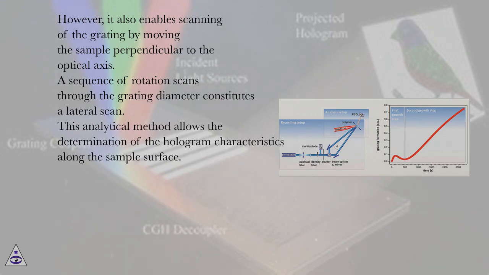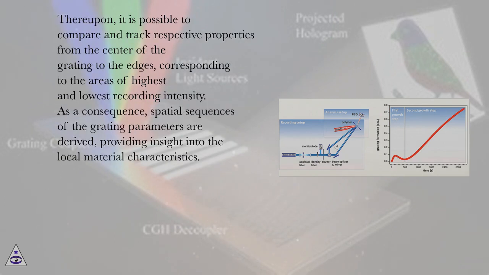A sequence of rotation scans through the grating diameter constitutes a lateral scan. This analytical method allows the determination of the hologram characteristics along the sample surface. Thereupon, it is possible to compare and track respective properties from the center of the grating to the edges, corresponding to the areas of highest and lowest recording intensity. As a consequence, spatial sequences of the grating parameters are derived, providing insight into the local material characteristics.